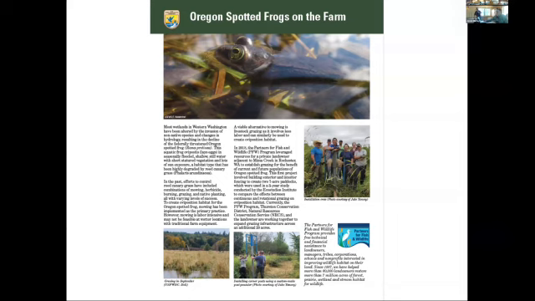But this is a project working with a cattle producer to do prescribed grazing to maintain, not eliminate, maintain riparian grass and create a short stature vegetation for seasonally inundated wetlands. That is the oviposition habitat, breeding habitat for Oregon spotted frog. So just creating forage and wildlife habitat. Next slide.